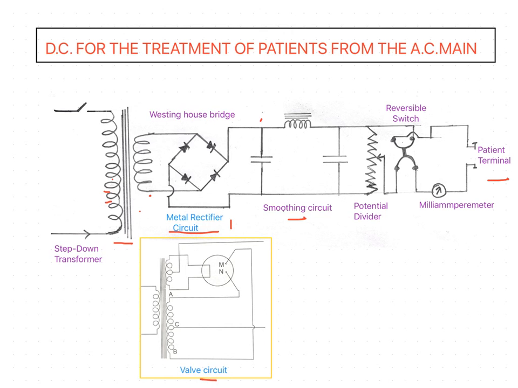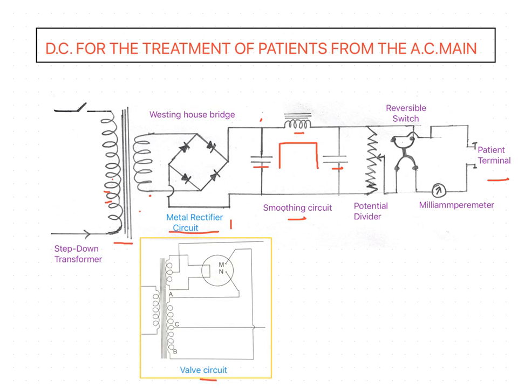The smoothing circuit also we have discussed earlier. This smoothing circuit helps the rectified current, which is unidirectional but varies considerably in intensity. In order to eliminate these variations and render the current suitable for application to a patient, this is mainly done by the smoothing circuit. This smoothing circuit consists of two condensers and a choke coil, which are connected in series with the output wires.